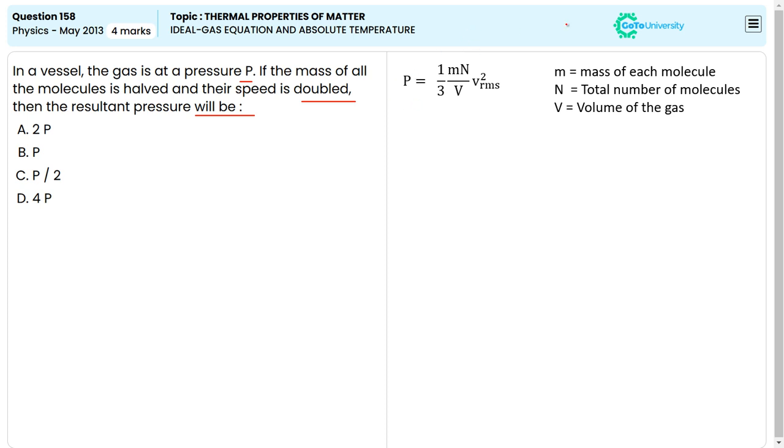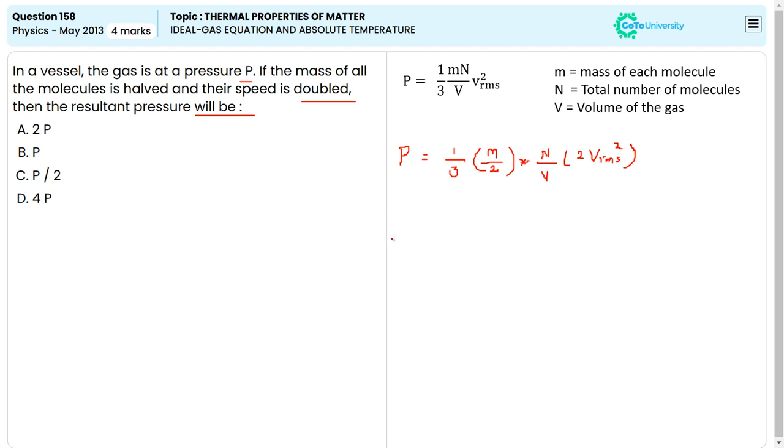Then the pressure can be written as P equals 1 by 3 times the mass, which is half. Molecules being half means I can write it as m by 2. And the speed becomes double. That is n by v into the speed, which is 2 times, 2 into v_rms, whole squared.